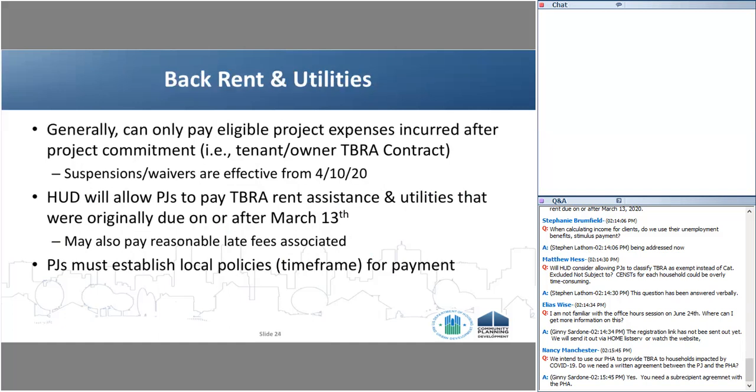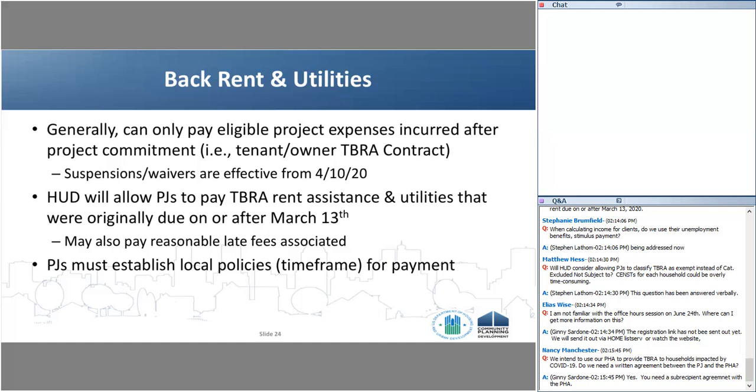The second question I want to address right now is the question of back rent and utilities. Most of you know that the general rule in the HOME program is that we only pay for eligible project costs that are incurred after project commitment. And in the case of TBRA, commitment is a TBRA tenant-owner contract that commits the assistance.